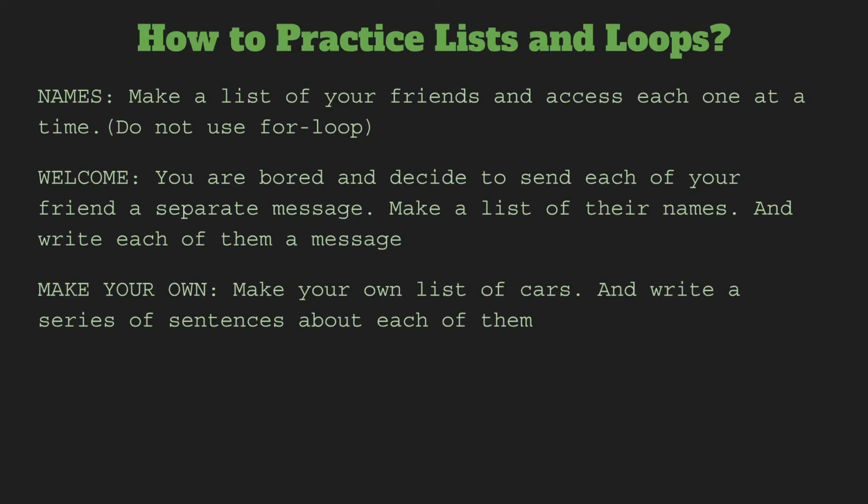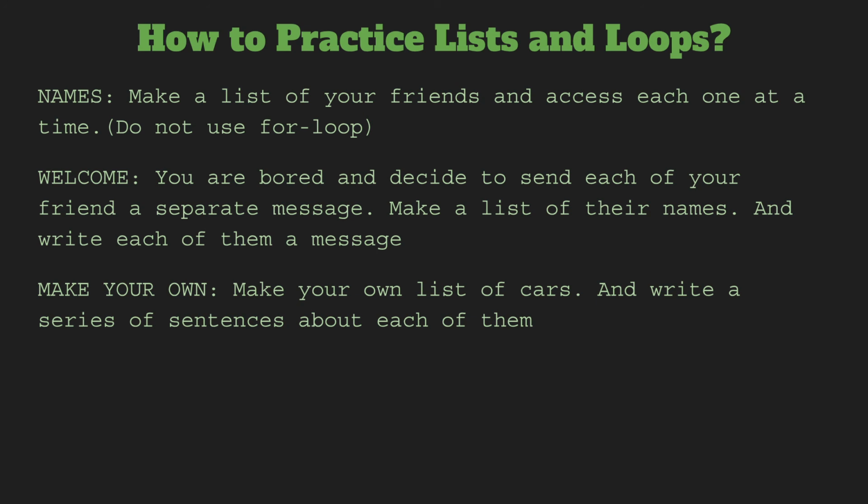So now I'm going to tell you some ways to practice lists and loops at home. This is the end of part 1, lists and loops. Continue watching to part 2. But if you're bored and you want to do something to practice lists and loops, here they are. These are 3 simple ways to practice lists. The first exercise is called names. Make a list of your friends and access each one of them at a time. Do not use a for loop. The second time you do this, use a for loop.